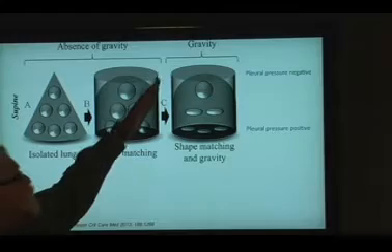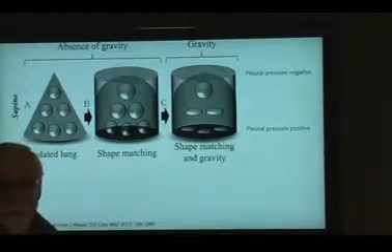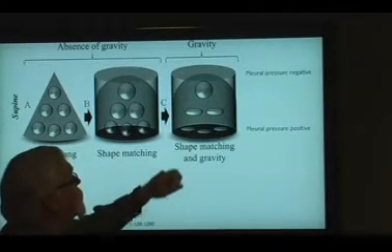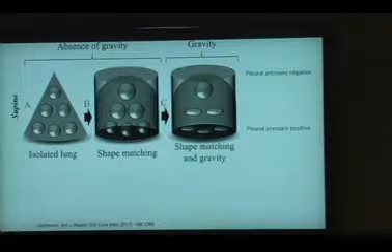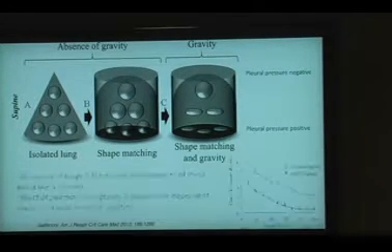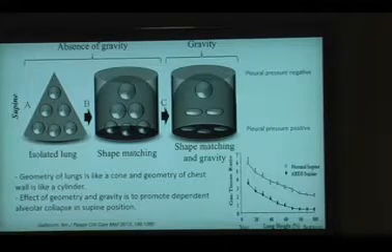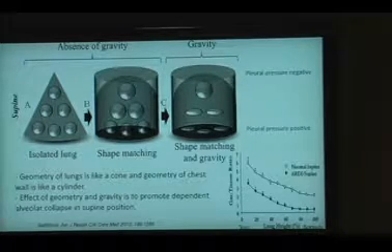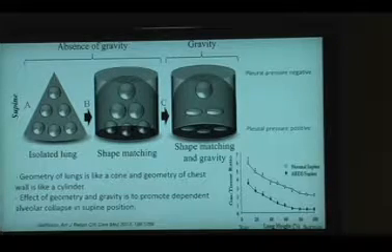And then if we add gravity, so that we get our pleural pressure gradient, we end up with alveoli that are very big at the top of the lungs, much smaller at the bottom of the lungs, and depending upon lung volume, possibly collapsed at the bottom of the lungs. So the geometry of the lungs is like a cone, the geometry of the chest wall is like a cylinder, and the effect of geometry and gravity is to promote dependent alveolar collapse in the supine position.